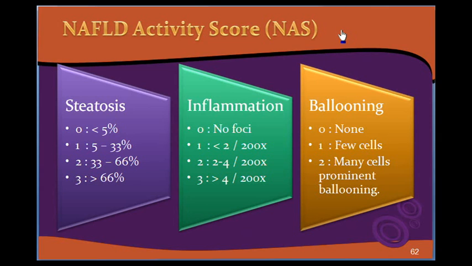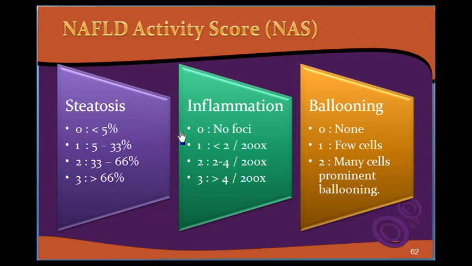Based on the histopathology, NAFLD activity score or NAS is developed. The markers of steatosis, the markers of inflammation, and the marker of ballooning. Less than 5% fat, 5 to 33% fat, 33 to 66% fat, more than 66% fat. The score given is 0, 1, 2, and 3 depending on the extent of fat deposited in the liver.